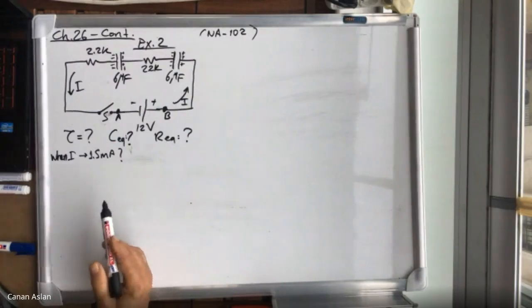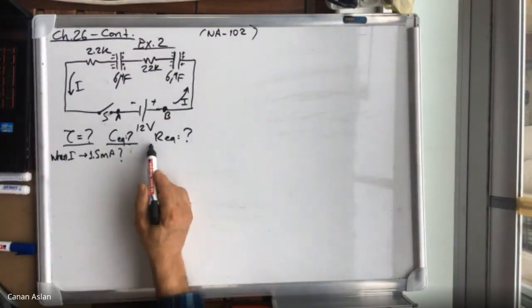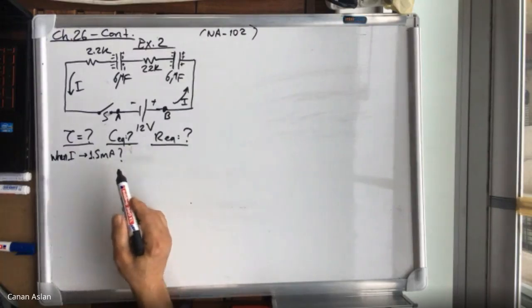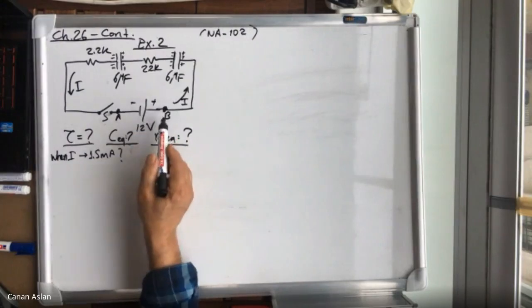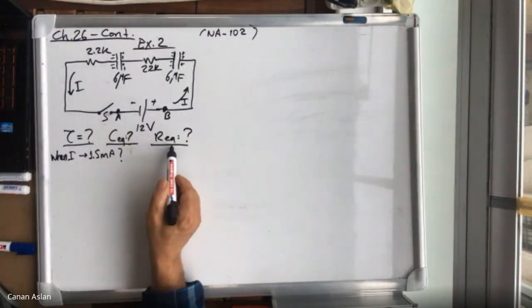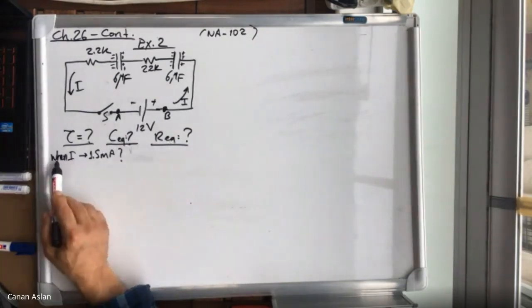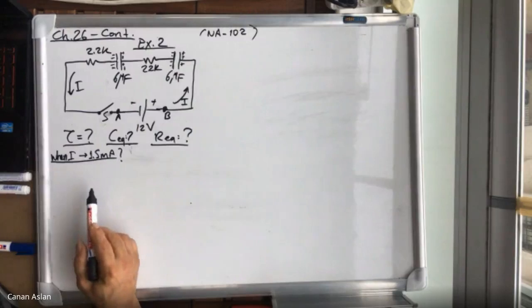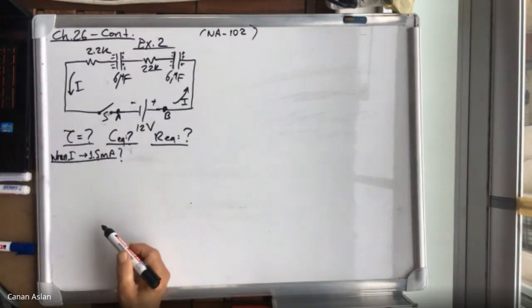So in this question, they are solving what is the time constant, what is the equivalent capacitance, and what is the equivalent resistance if you are looking from point AB. In other words, what does the power supply see, R equivalent and C equivalent? Also, another part of the question is when this current drops down to 1.5 milliamperes, so we would like to find this thing.